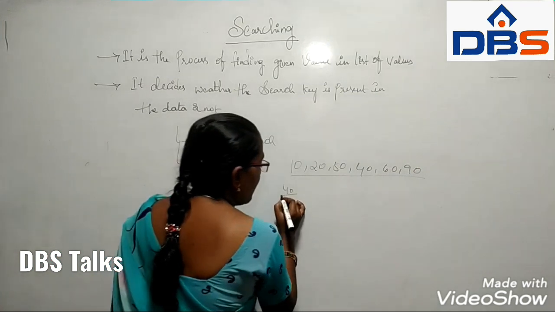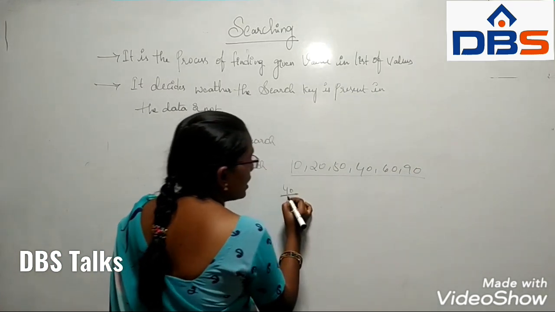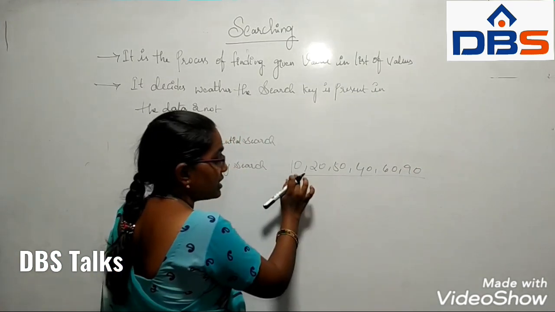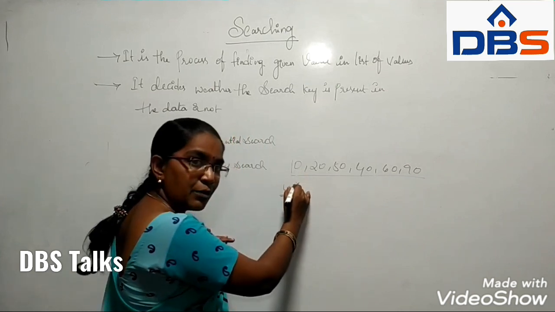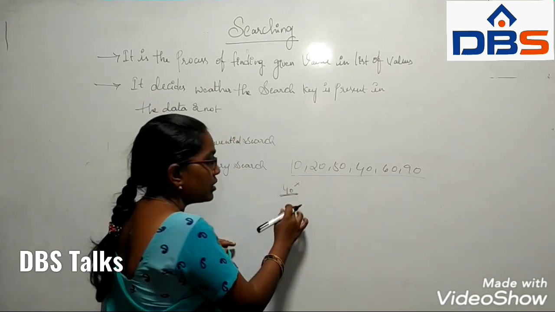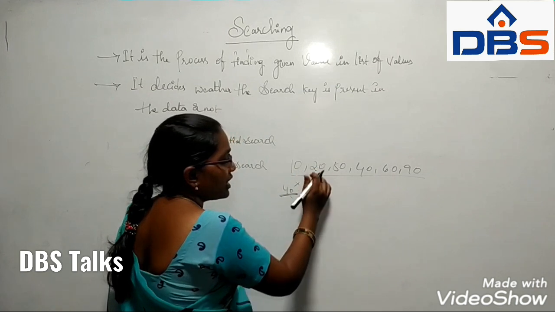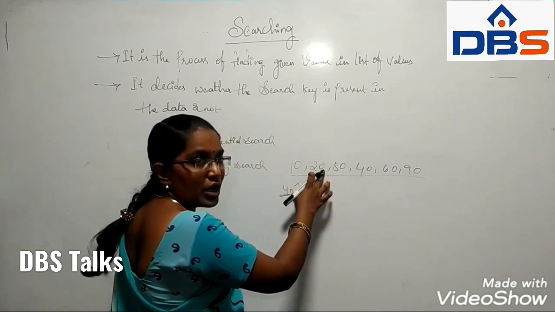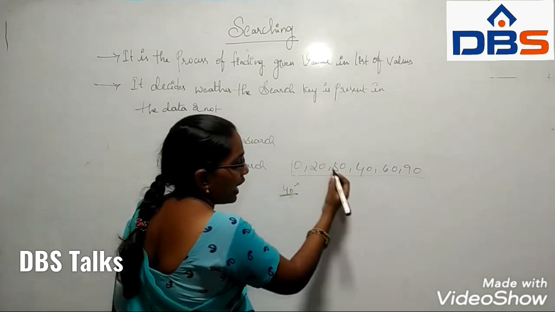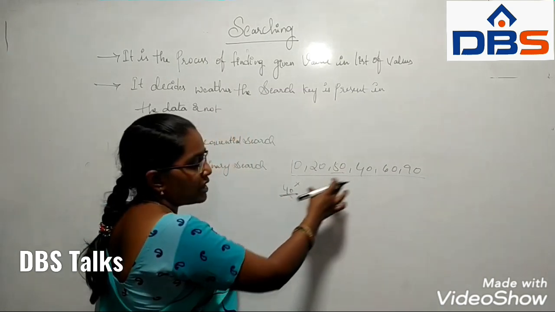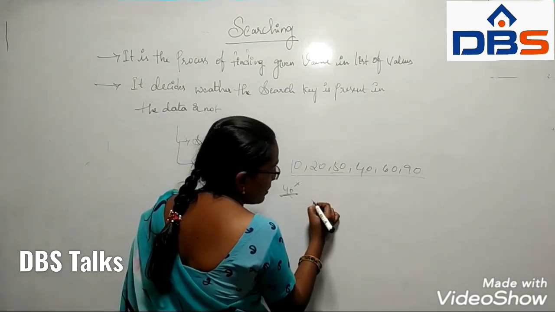If the key element that we are going to search is 40, first of all this 40 is compared with this 10. We realize that these two are not matched, so go for the next element. This 40 is compared with 20, and these two elements are not matched. So again go for the next element. This 40 is compared with this 40, so the element is matched.